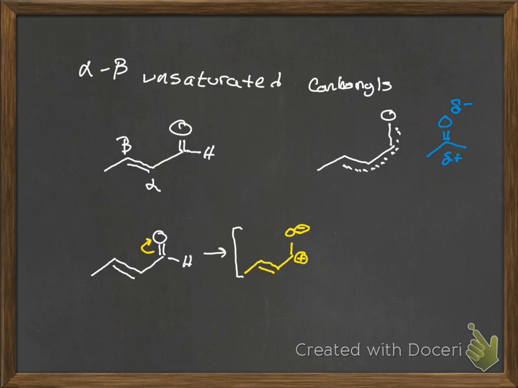But we're not quite done yet because there is a way to resonance stabilize that cation. And it would look like this. Now, what I hope you would see from this is the fact that realistically in these alpha beta unsaturated carbonyls, you have two electrophilic sites. Because when you write out the hybrid down here, remember to do a resonance hybrid.